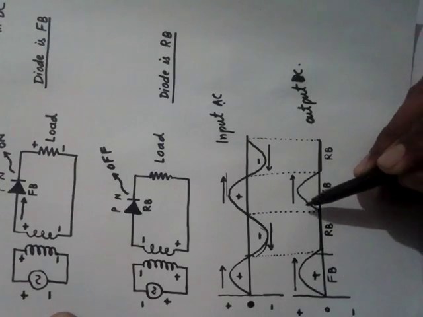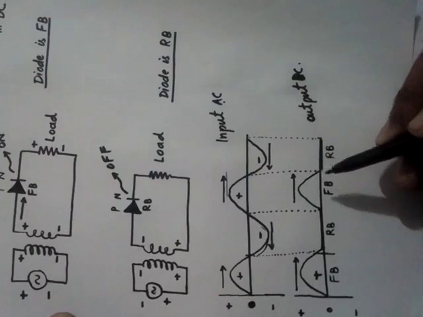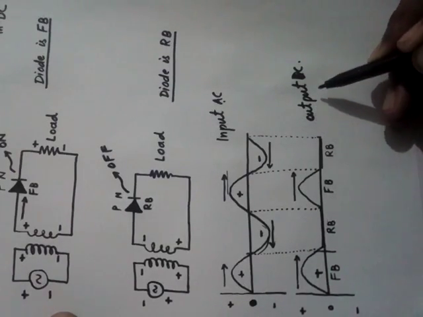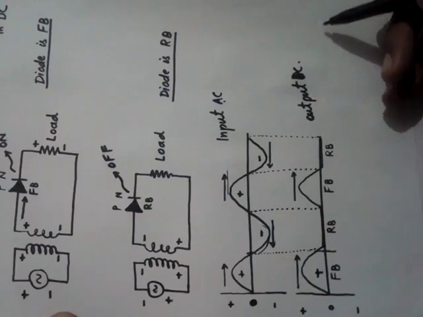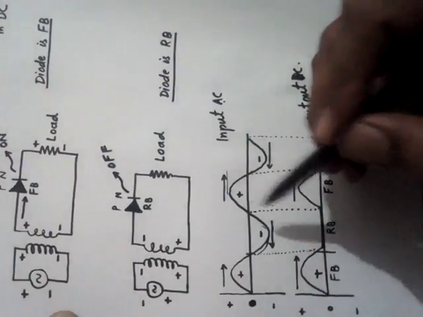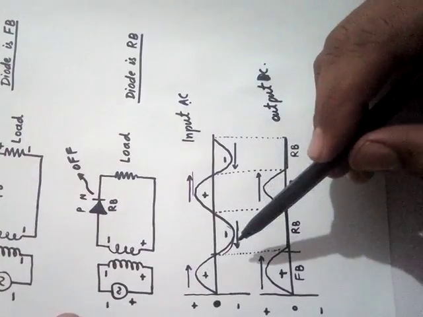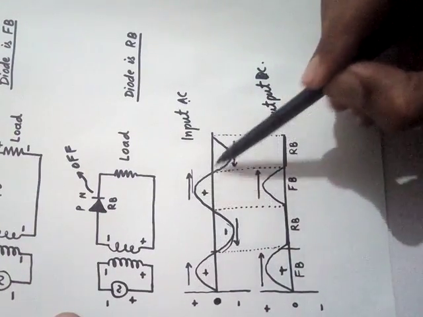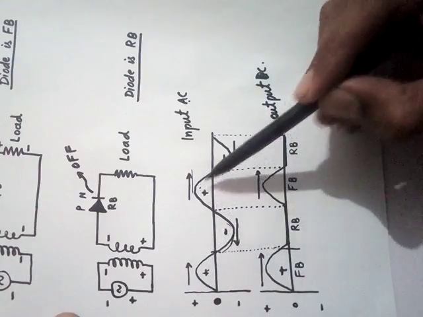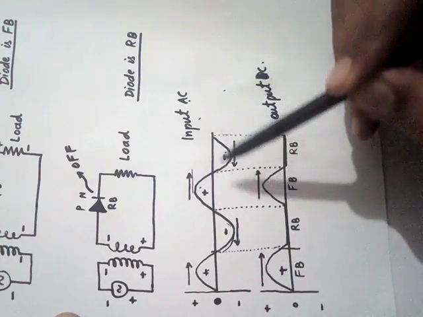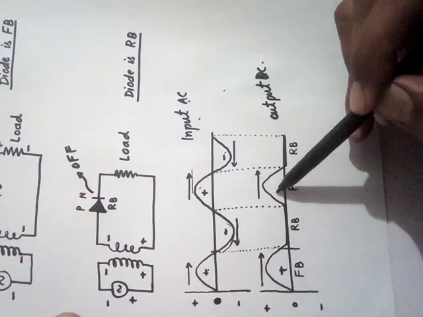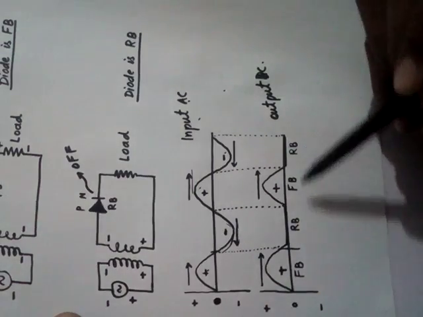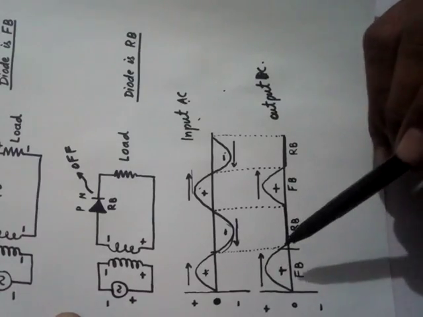Again, the positive polarity goes up and then zero. Then up and then zero. Then up and then zero. You can see that this is the total portion of the AC, positive, negative, positive, negative, positive, negative. But here I get only positive values and there are no negative values. That is why it is called half rectification.